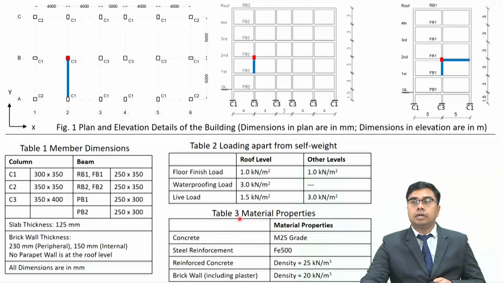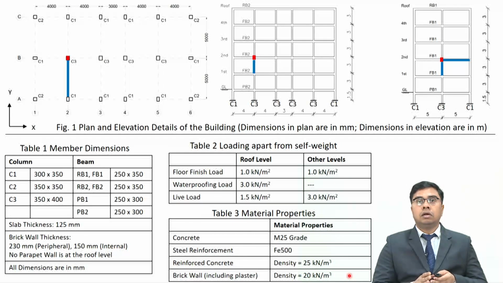Let us look into the material properties. We are using M25 grade of concrete, and we are using Fe500 grade of steel reinforcement. The density of reinforced concrete is assumed to be 25 kilonewton per meter cube. It is actually the unit weight rather than density, and for the brick wall it is taken as 20 kilonewton per meter cube, which includes brick, mortar and plaster.